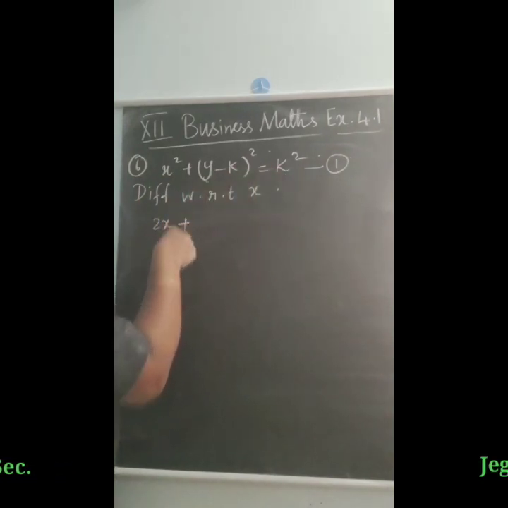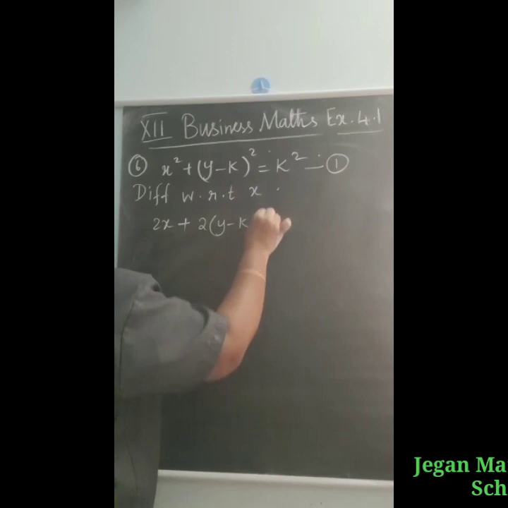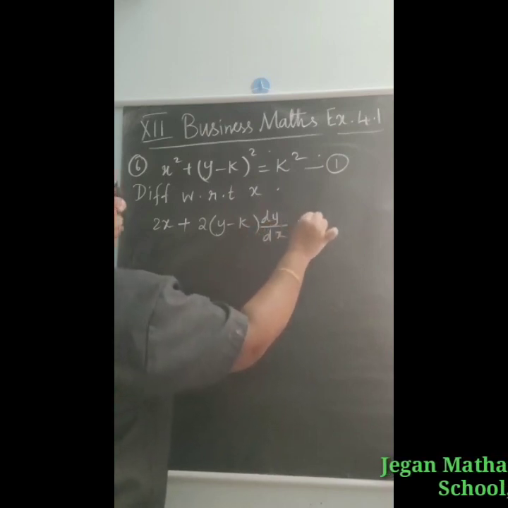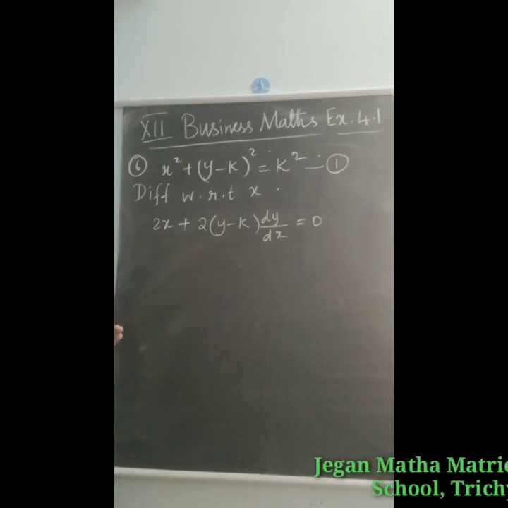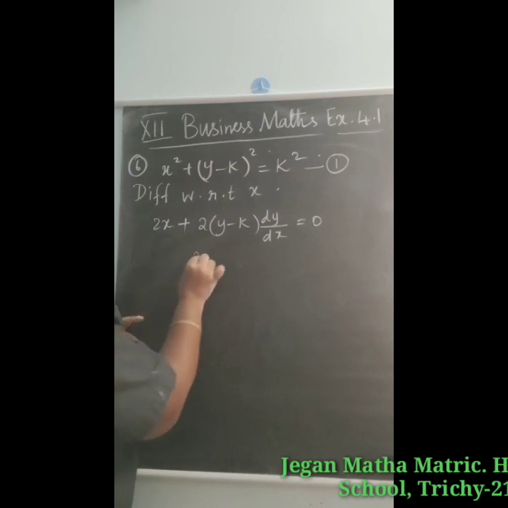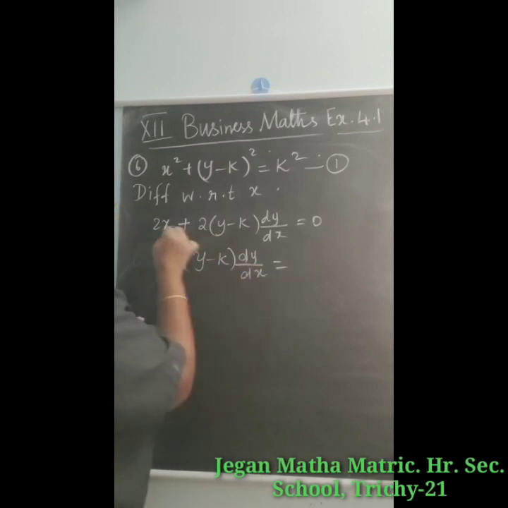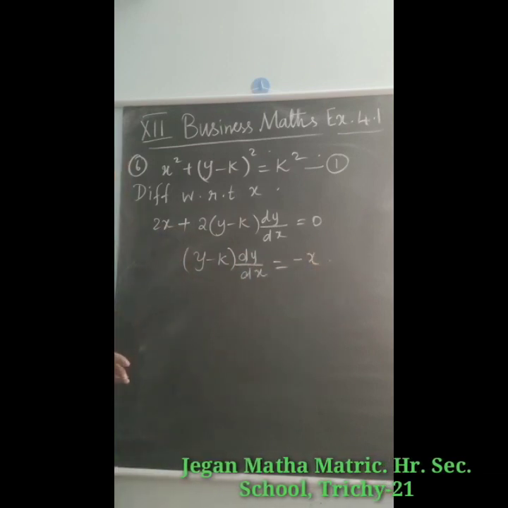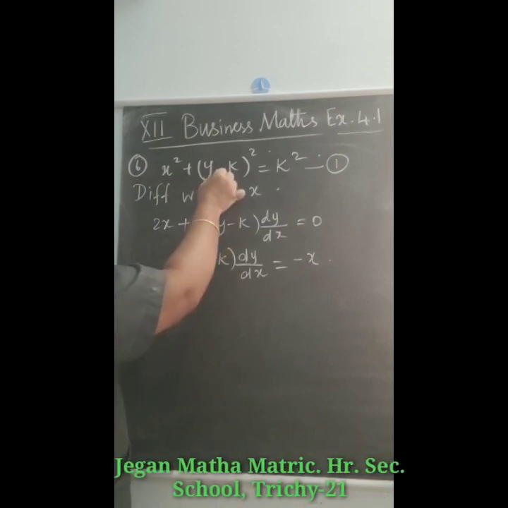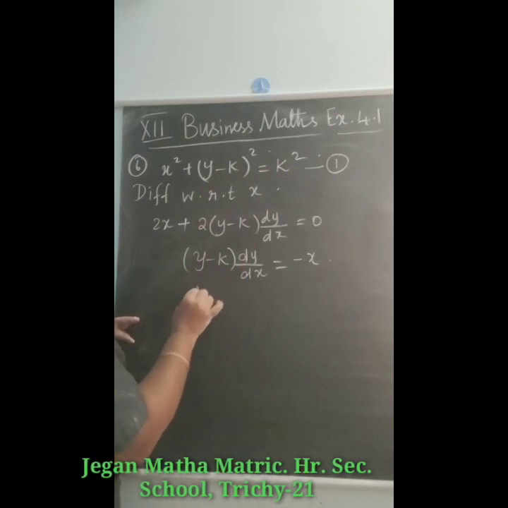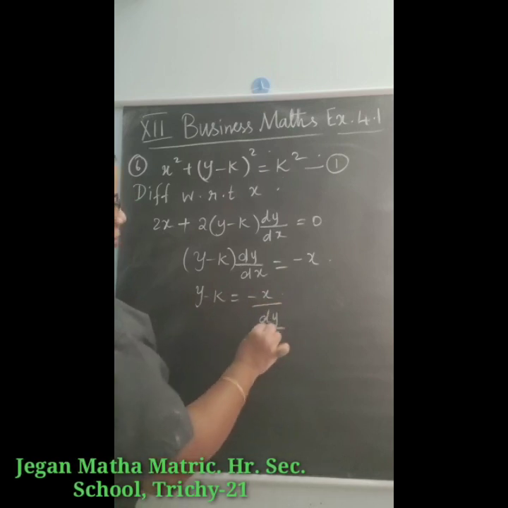So, 2x plus 2y minus k into dy by dx is equal to 0. Now simplify this. Divide by 2. So, y minus k into dy by dx is equal to minus x. Consider this, and y minus k we have to substitute. So, y minus k is equal to minus x divided by dy by dx.